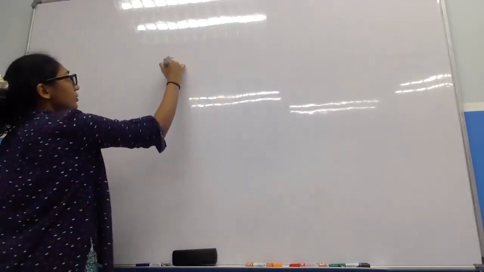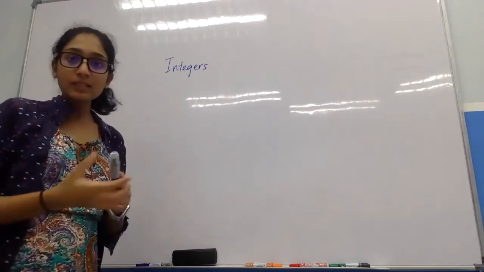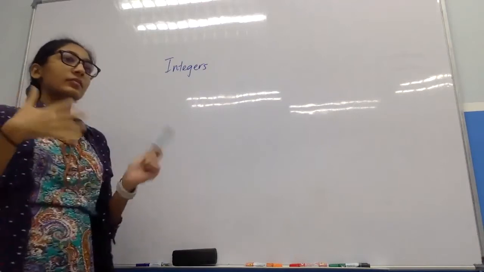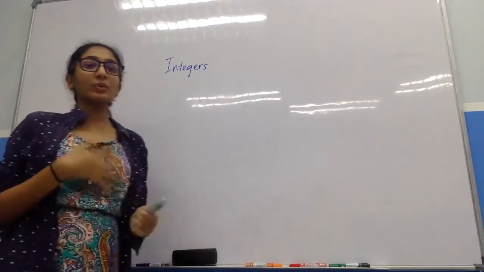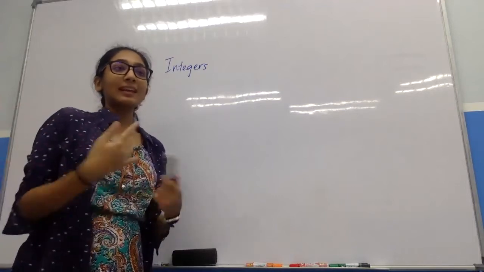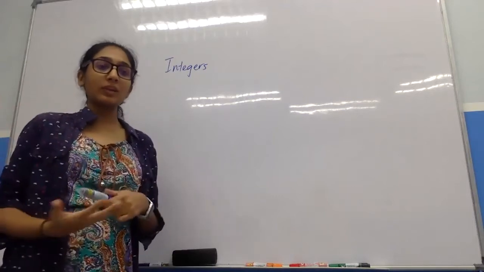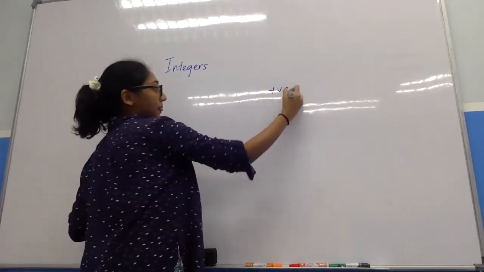Okay, so what are integers? Integers are basically numbers like 1, 2, 3, 10, 15, 100 and so on. But when you come to secondary, we're going to deal with not just 1, 2, 3, but also -1, -2, -3. So we have positive numbers and we have negative numbers.